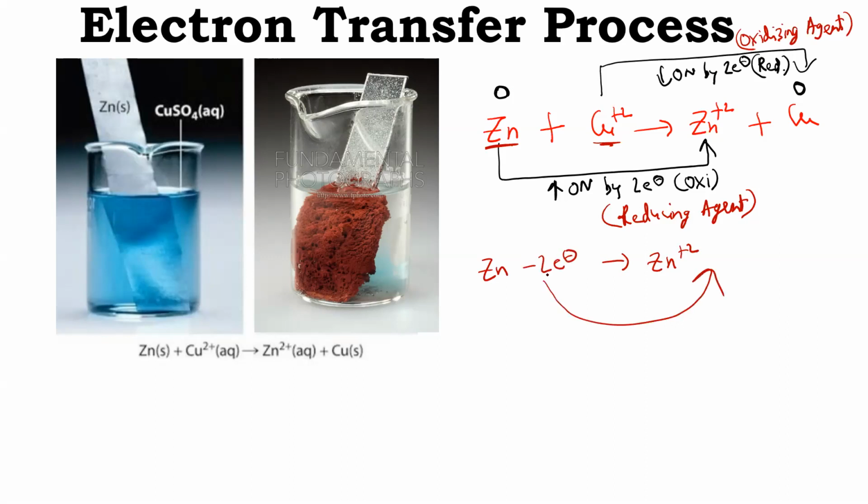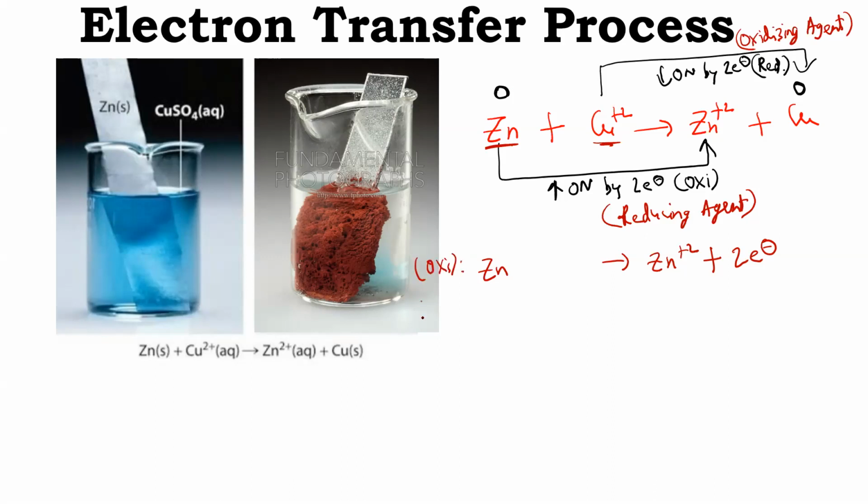So what is the equation of loss of electrons? How do you write it? You will write it like this: zinc has lost 2 electrons. So this is the oxidation reaction, basically.